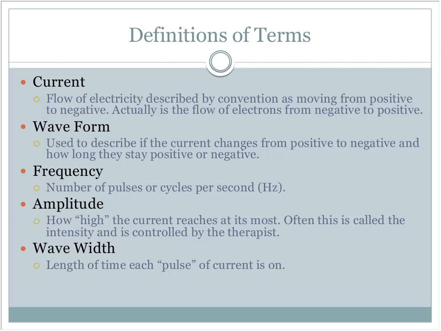Frequency. This is the number of pulses or cycles per second, usually described in hertz. To give you a basic example, the electricity that comes out of your wall socket is actually in 60 hertz. So there's 60 cycles per second from the electricity coming from your wall socket.